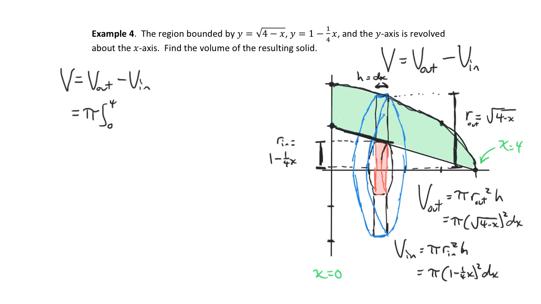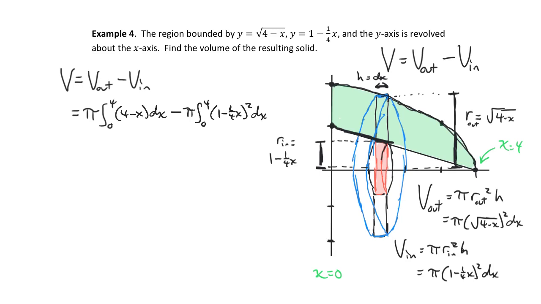Now for our outer one, I'm going to do a little simplification. You can trace it from over here. Our outer one will be pi times the integral of the square root of 4 minus x, squared. The square root of that squared is just 4 minus x dx. And then we do minus pi times the integral from 0 to 4 of the inner one, and the inner one is 1 minus 1/4 x quantity squared dx.